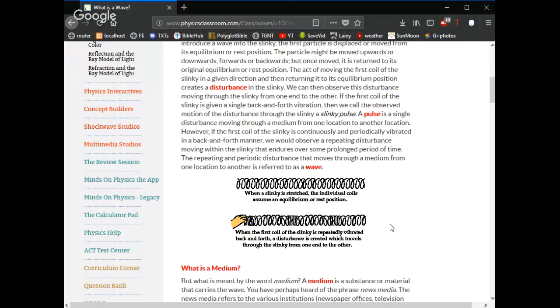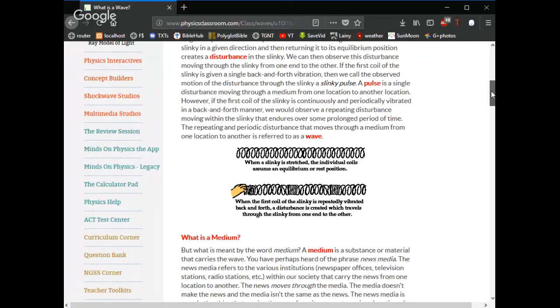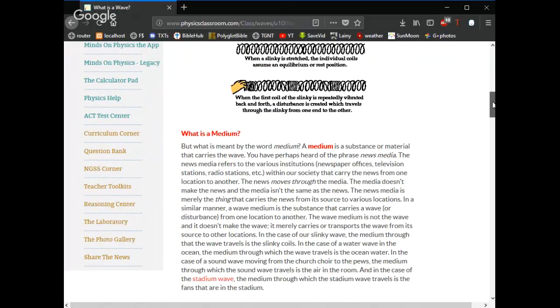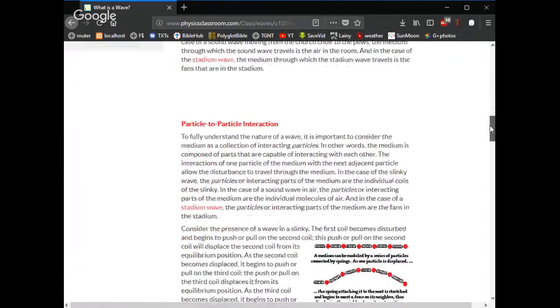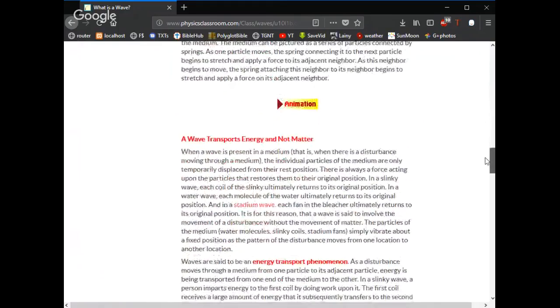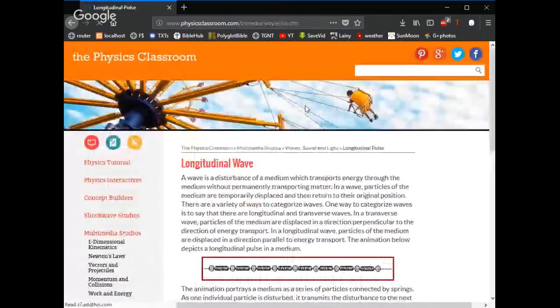So it would seem, from that at least, that maybe electromagnetic waves are more like these longitudinal waves. And then they try to talk about what a medium is, and they say it's a substance or material that carries the wave, but there isn't any. They talk about different other kinds of waves, but this is a pretty cool animation showing just what I was saying there.